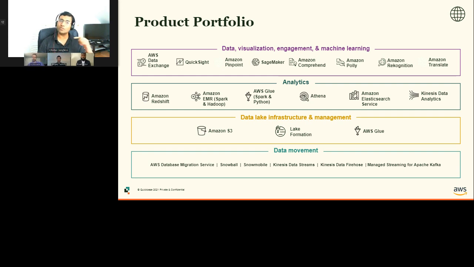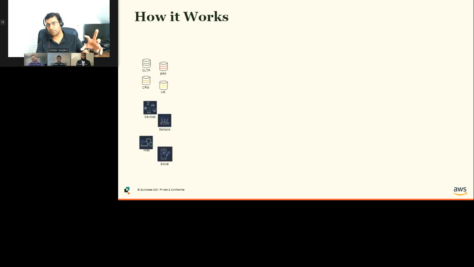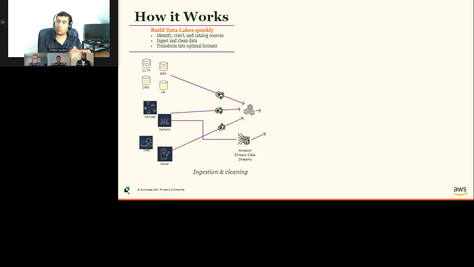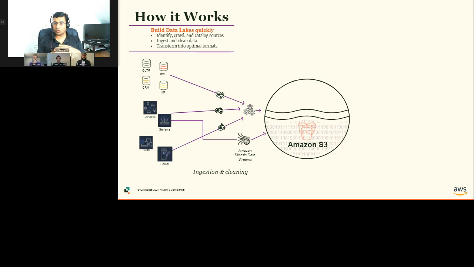Now let's see how some of these services work together. As I mentioned, you can have multiple types of sources. You can have relational databases, streaming devices, or web and so on. You can use AWS Glue, which will help you to integrate these sources and move data from these sources to the S3 data lake. You can also use Kinesis to stream data from your streaming sources to the S3 data lake.